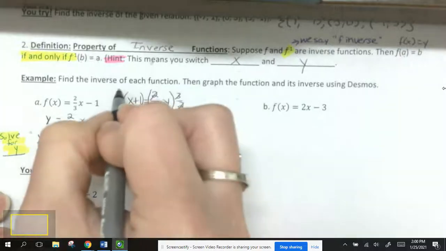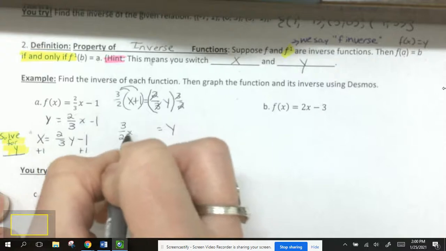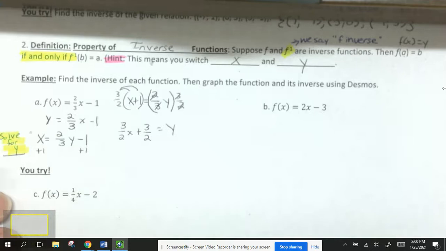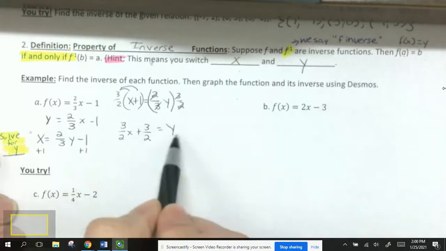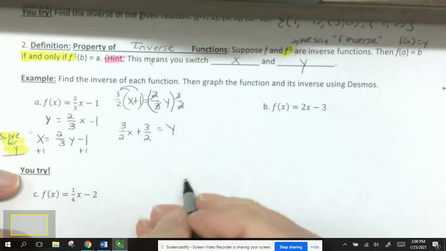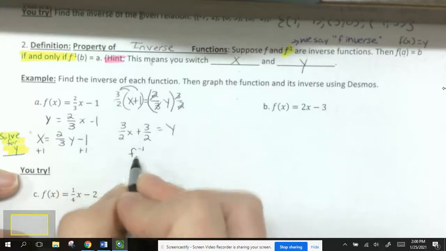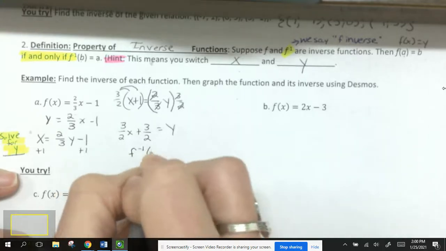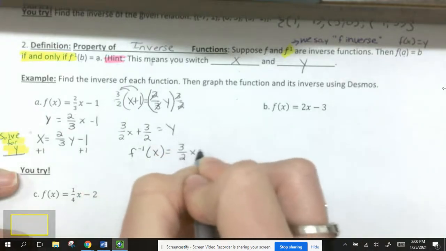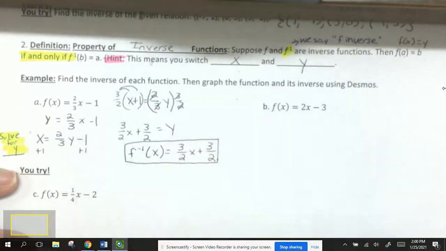Okay, now if I distribute this 3/2 to both of those, 3/2 times x is 3/2 x, and 3/2 times 1 is 3/2. Once you get your y isolated over here by itself, you have found what your inverse function is. So I'm going to write down here my inverse, that's f to the negative 1. We say f inverse of x equals 3/2 x plus 3/2. And this is your final answer.